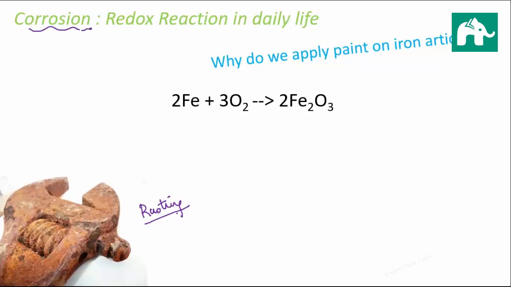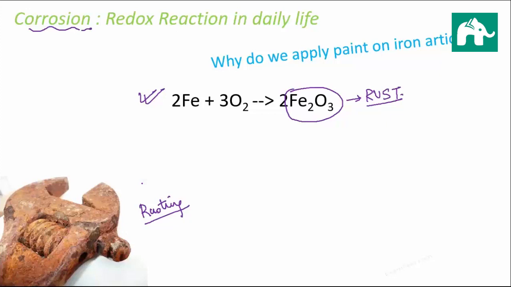Now when these iron articles are exposed to air or moisture, they get oxidized just in this way. So iron combines with oxygen to form iron oxide, and this Fe2O3 is nothing but rust. So this oxide of iron is reddish brown in color, and this is what we see as rust over iron articles. So rusting is a result of redox reaction taking place.